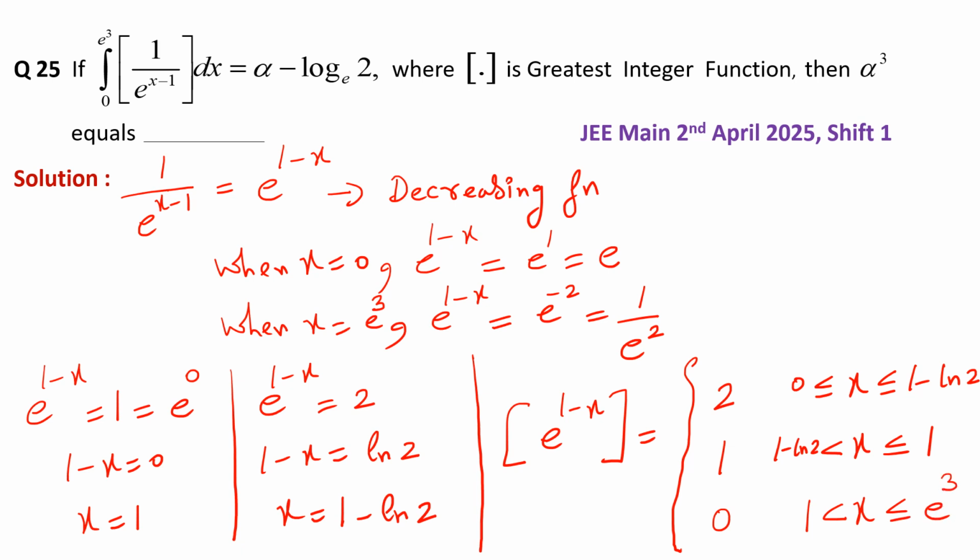So now this clearly indicates that we have to break this integral at two values of x, and they are x equal to 1 and x equal to 1 minus ln 2. And then we will find the value of this integral.